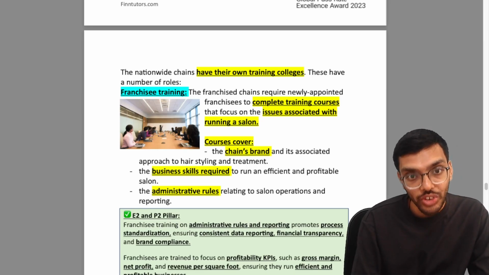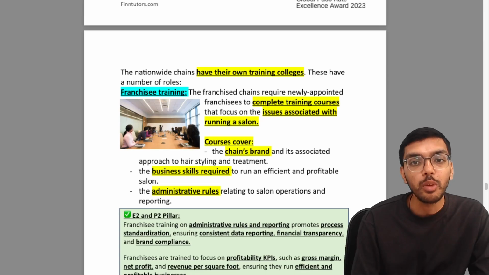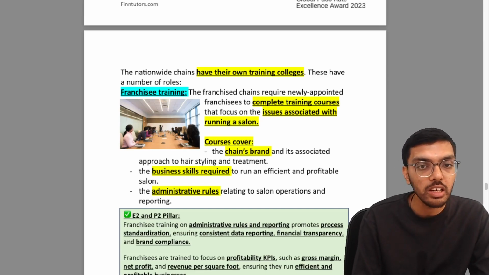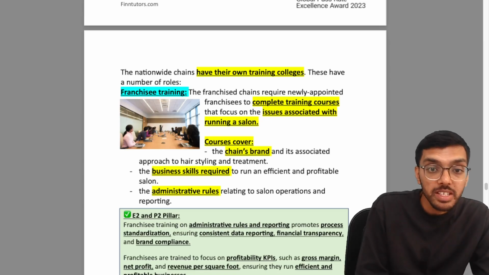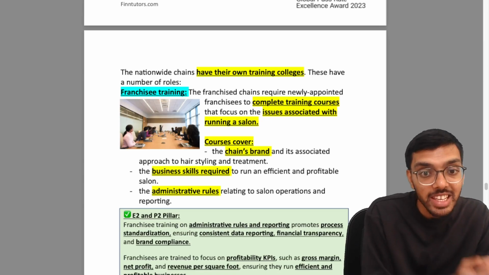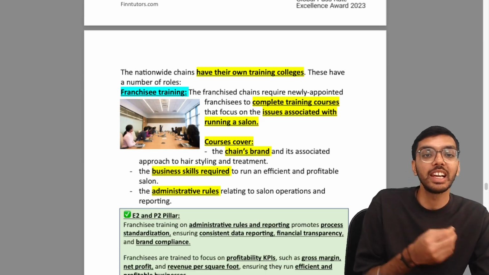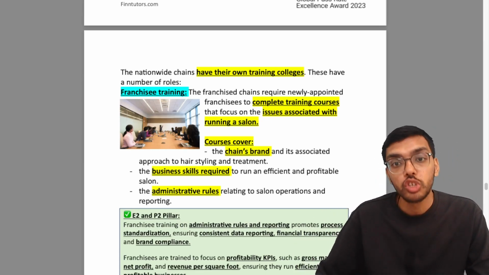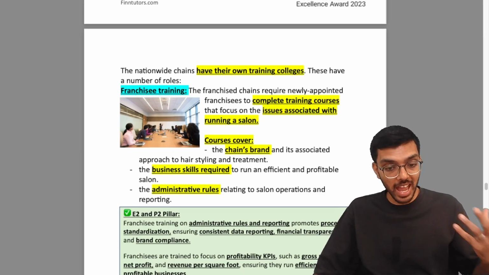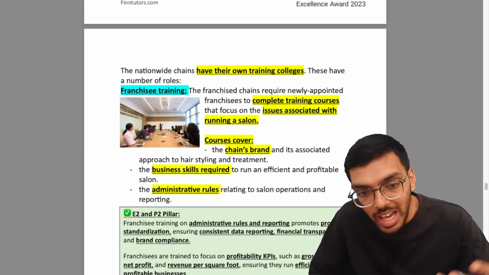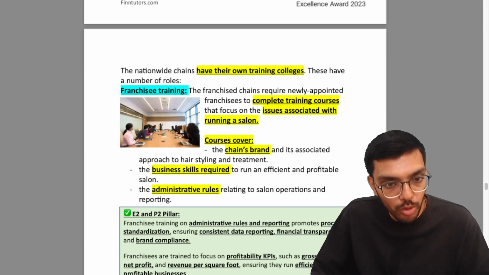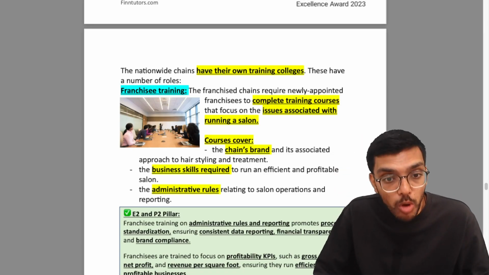First, franchisee training. The franchise chains require newly appointed franchisees to complete training courses that focus on issues associated with running a salon. The courses will cover the chain's brand and its associated approach, the business skills required to run a salon, and the admin skills rules related to operating a salon. So all of this is an extra training that we are providing that we are naturally going to charge for. So it's a different segment of our business model.